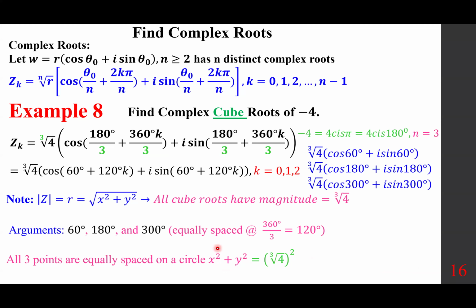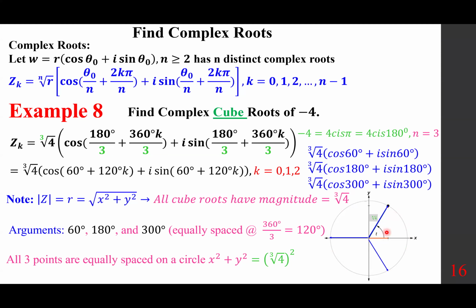It's important to understand what's happening here. So look at the circle. So how do you locate them? Here's the circle centered at 0, 0. The radius is cube root of 4.